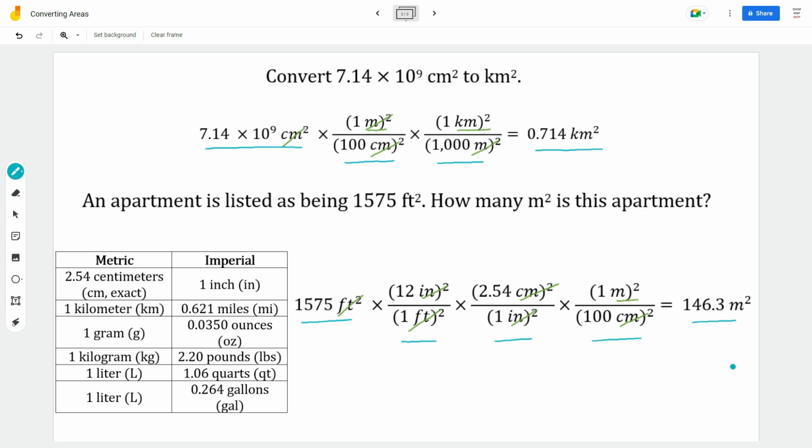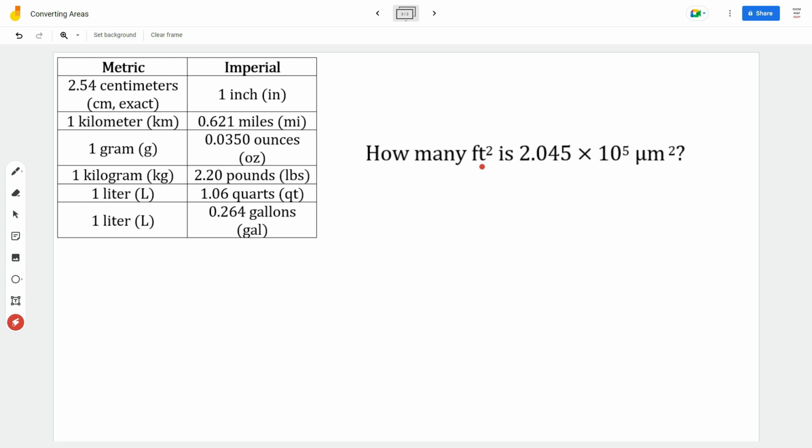This is often true when you're taking a test or a quiz and you may not have a direct conversion, but as long as you can string together appropriate conversion factors, you can use as many steps as you want. Last problem. How many feet squared is 2.045 times 10 to the 5th micrometers squared?